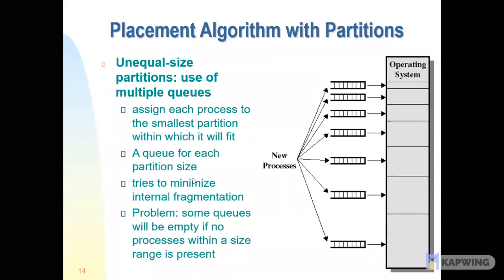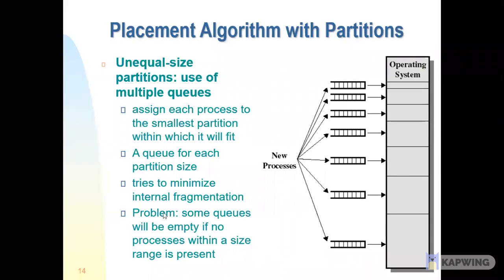There is a queue for each partition size. So when a new process comes, based on its size, that process will be placed into the matching queue. It tries to minimize internal fragmentation. Suppose here is this 32 MB partition and your program is of 28 MB. So how much wastage will it have? 4 MB wastage. If you have this type of queue, we can place it where internal fragmentation will be less. Instead of wastage of 4 MB, there will be wastage of 2 MB.